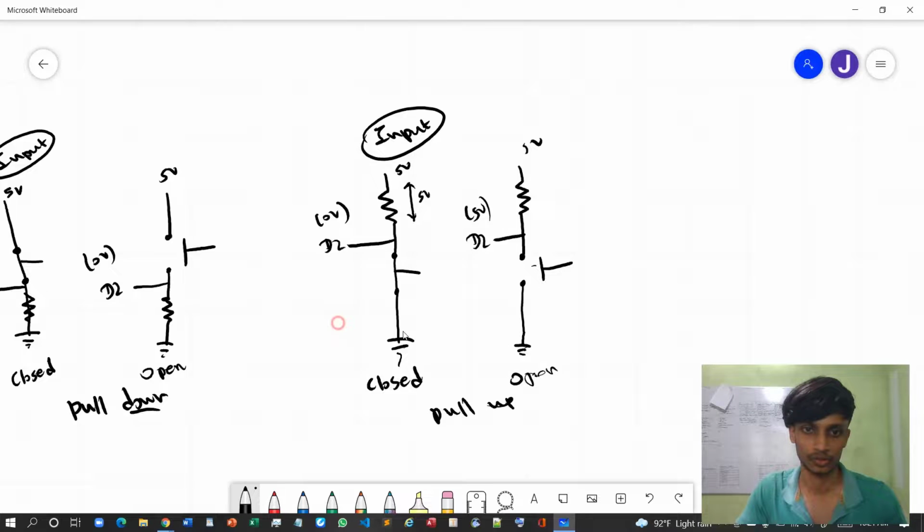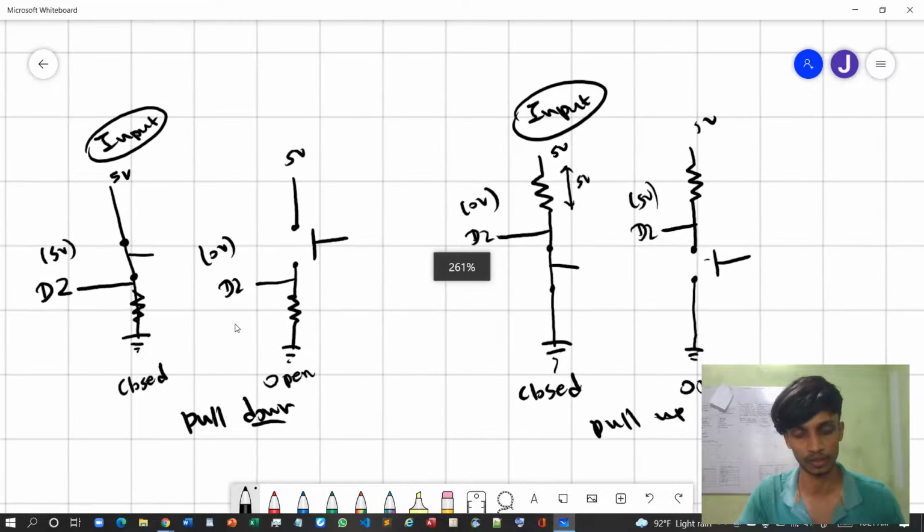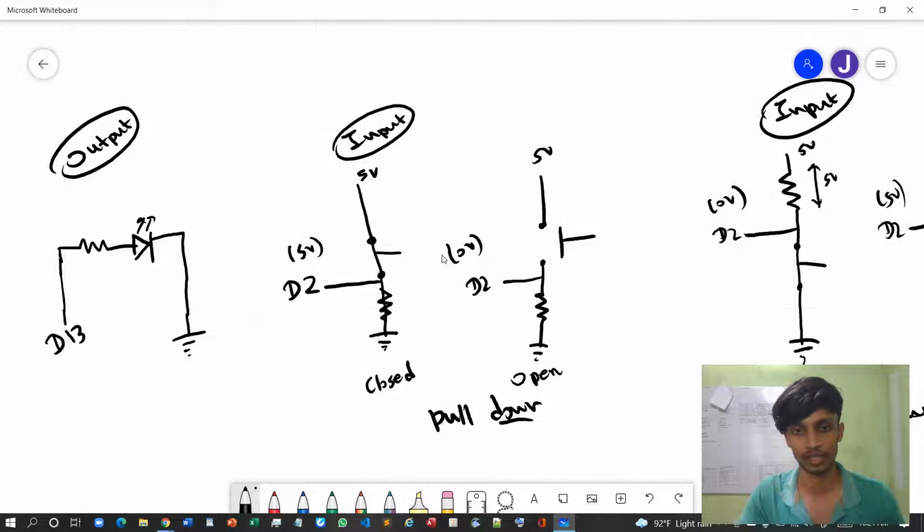So you can use either of them, either pull down or pull up. Basically, pull up is the reverse process of the pull down. Usually it is easy to use pull down because initially it is 0 voltage at the open configuration, and when we push the button, it goes to the higher voltage, which is 5 voltage.